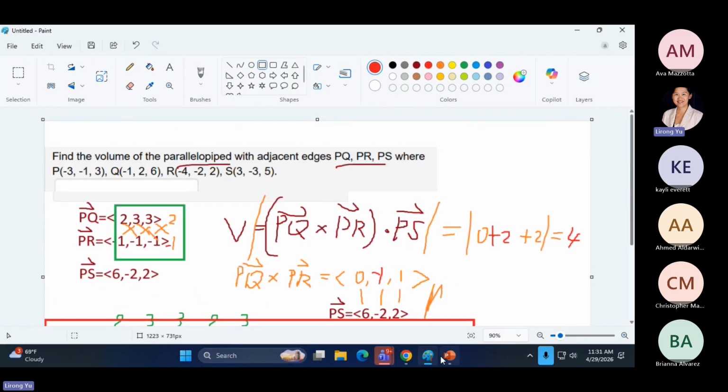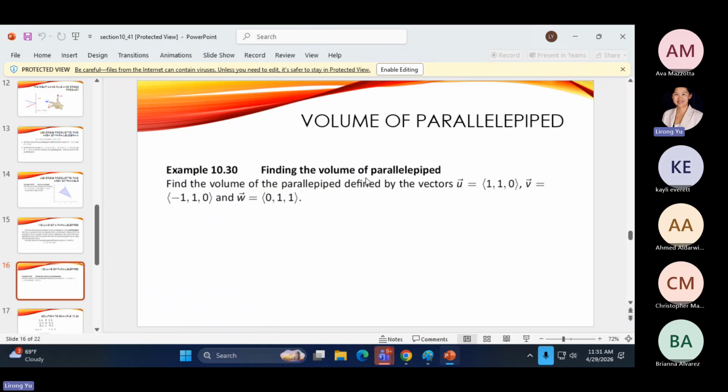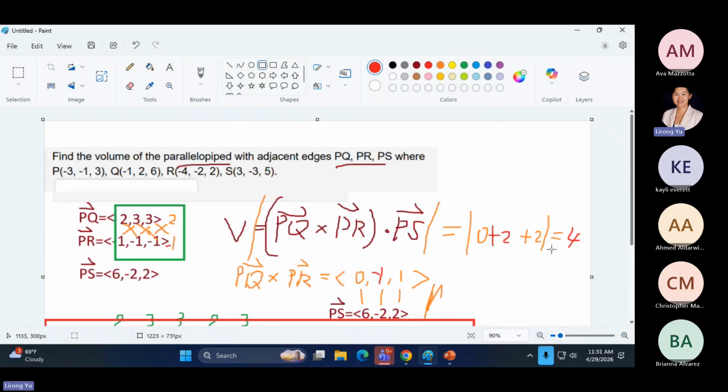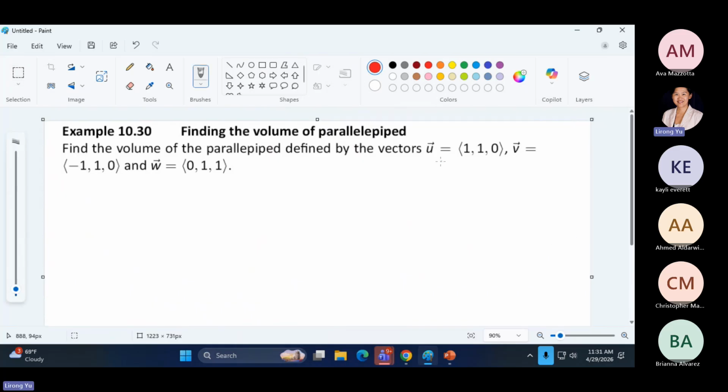All right, that was a solution for question 8. Let's try again with the same volume calculation. Basically, whenever the vectors are already given, what you do is a cross product, and then you dot the third vector. For example, this is -1, 1, and 0. If you do the cross product, the first component would be 0. And u cross v is 0.